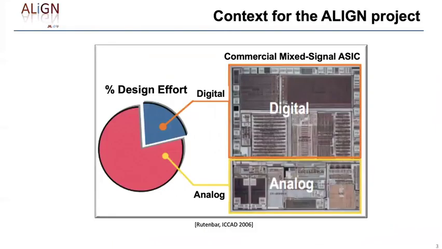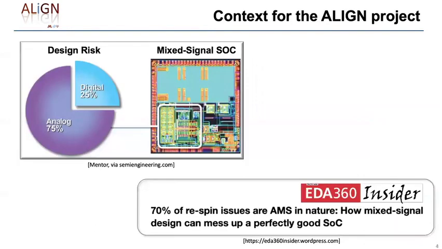Although analog circuits form a relatively small part of an overall mixed signal chip, the amount of design effort required to build analog is disproportionate, as shown in this graphic. It's not just about the design effort, it's also about risk, because a large number of respin issues can be attributed to AMS issues. For that reason, automation is extremely important because it speeds up turnaround time and reduces design risk.